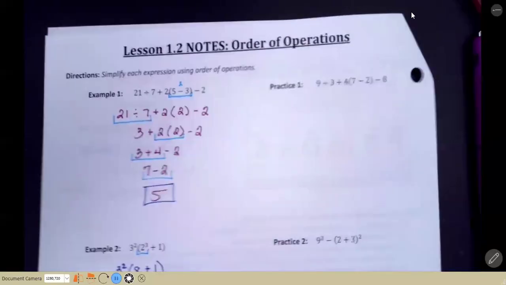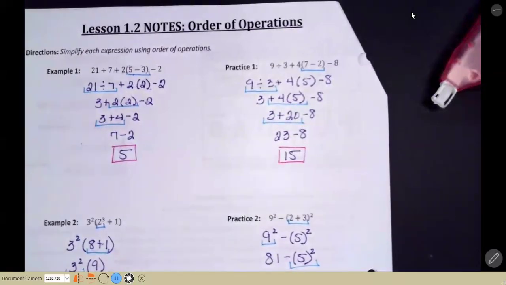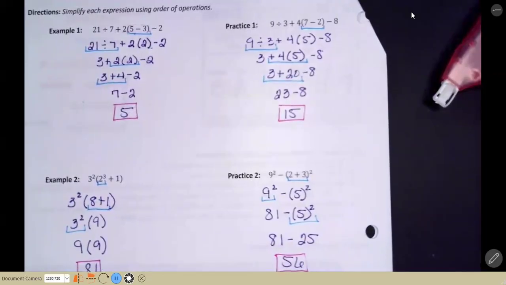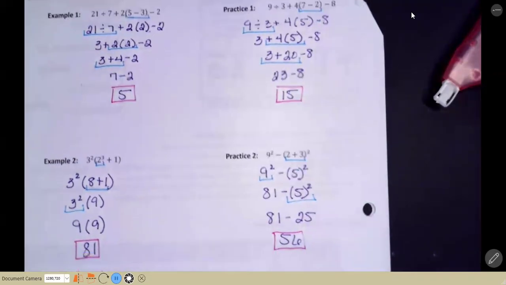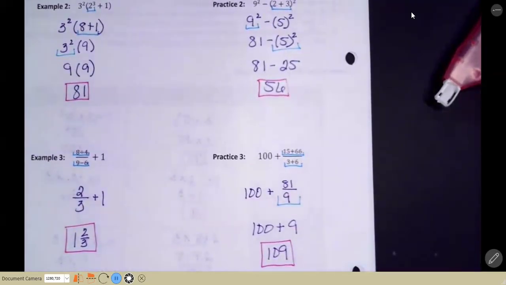Okay, so I'm going to go ahead and show you the answers so you can check your work. That's for practice 1 and practice 2. Okay. And then I'm going to show you practice 3. And if I need to go back so you can see any work, then I will. So are there any questions on any of those?